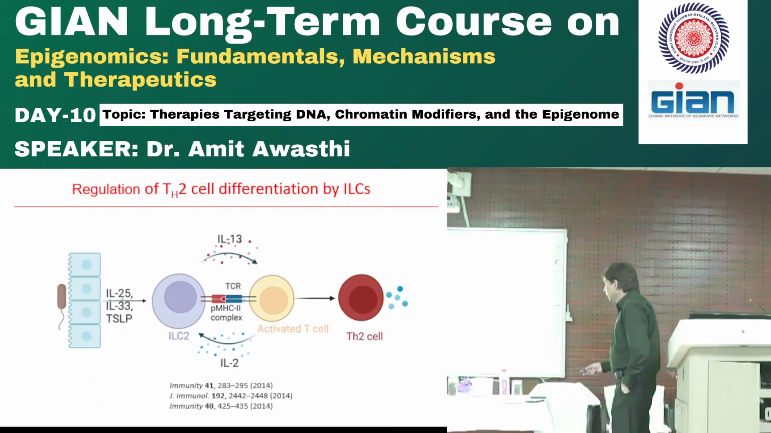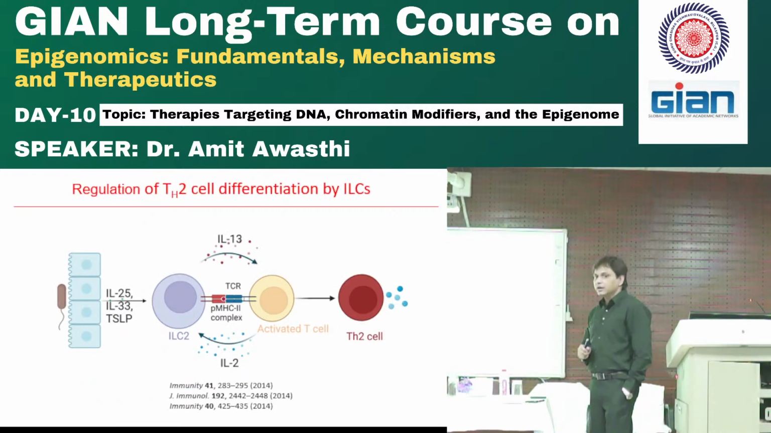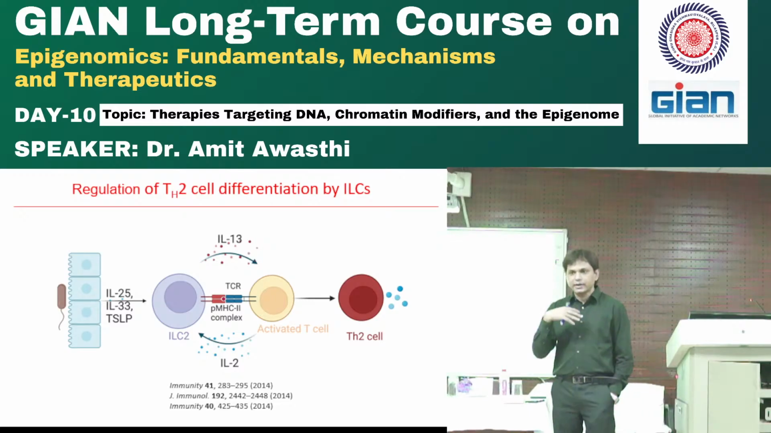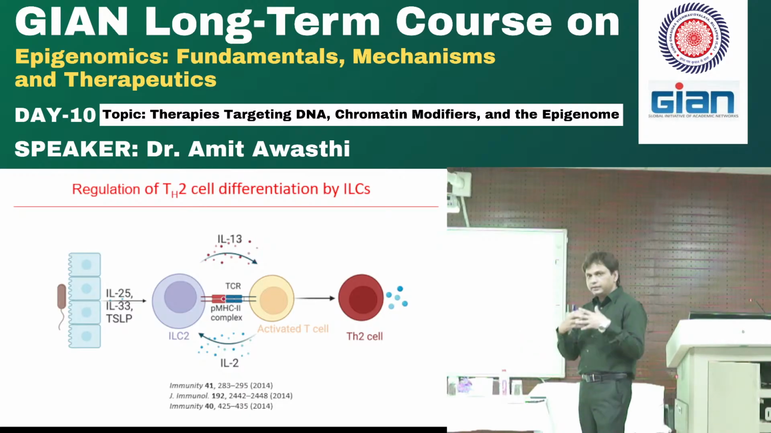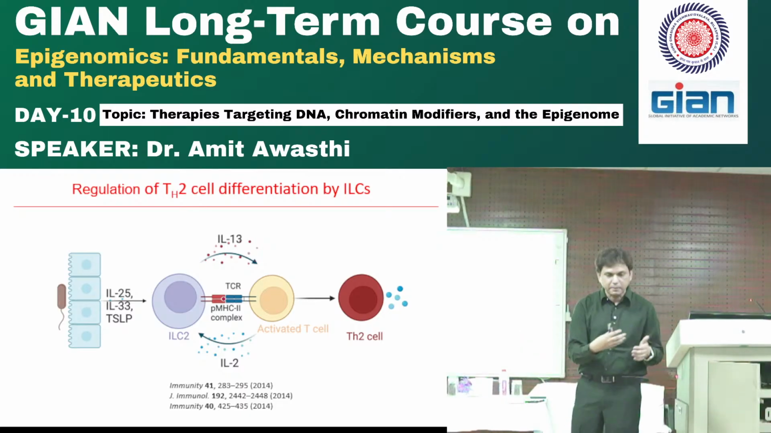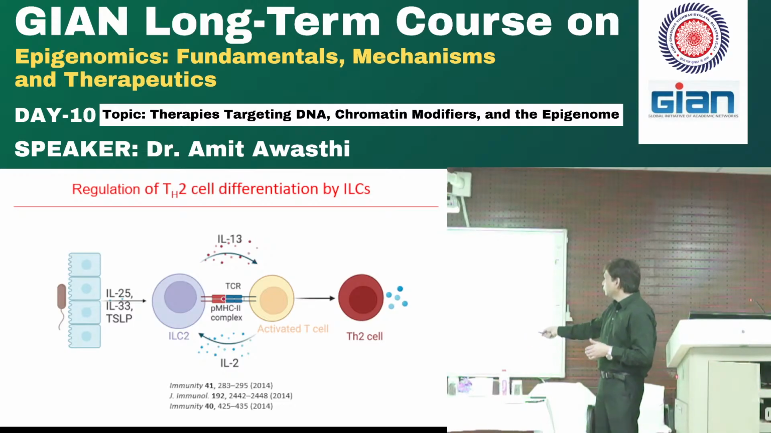Now, the second thing is the epithelial lining. Whenever we have an extracellular pathogen, it interacts with this epithelial lining. The interaction of the epithelial lining with the parasite or extracellular pathogen tells these cells to produce cytokines, IL-25, IL-33, TSLP, and this, through ILC2, further activates this whole pathway.